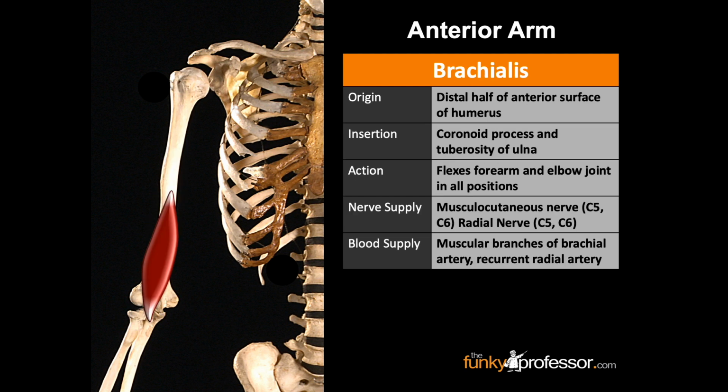Brachialis. Origin: distal half of the anterior surface of humerus. Insertion: coronoid process and tuberosity of ulna. Action: flexes the forearm and elbow joint in all positions. Nerve supply: musculocutaneous nerve, C5, C6; radial nerve, C5, C6. Blood supply: muscular branches of brachial artery, recurrent radial artery.